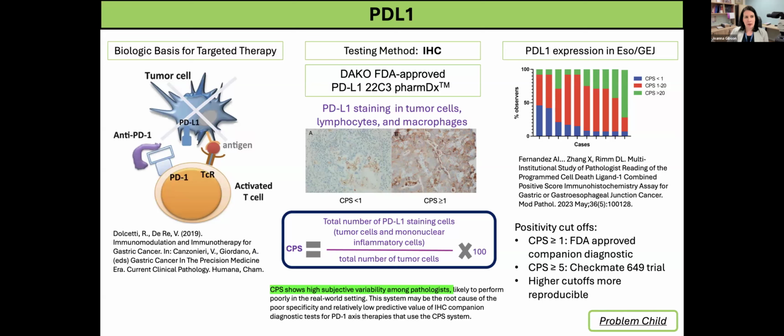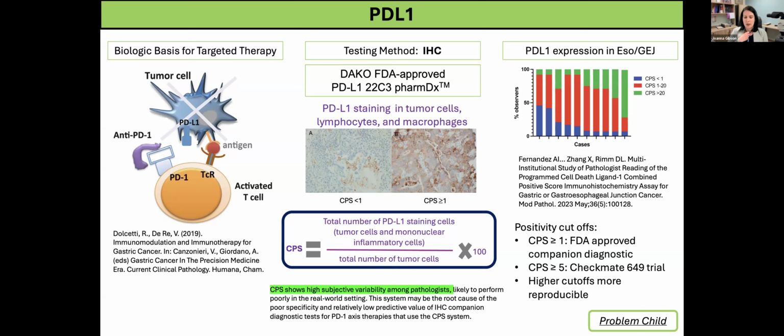PD-L1, I wish I could stop talking about PD-L1. This is the problem child for the IHC biomarkers. The biological basis for targeted therapy is very similar to MMR, where blockade of the PD-L1, PD-1 pathway can activate the immune system to eliminate tumor cells. We use the PD-L1 22C3 antibody, which is the FDA-approved method. And we perform what's called the CPS, or combined positive score.